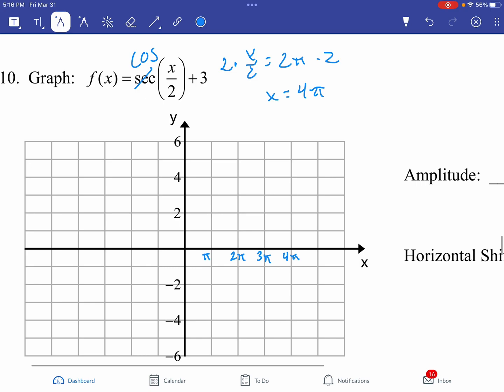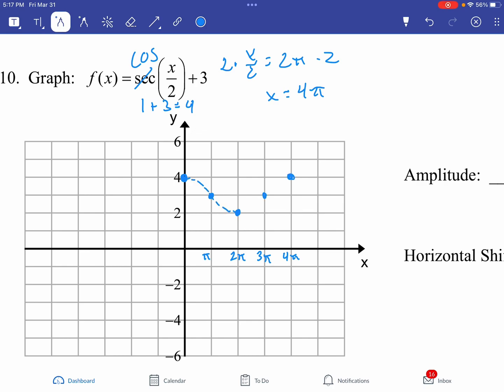There is no horizontal shift in this graph because there's nothing being added or subtracted inside the parentheses. So I go to the first point. Cosine starts at 1 plus 3 gives me 4. Here's my first point. So I'm going to go down by 1 because that's my amplitude. Down again, up and up.